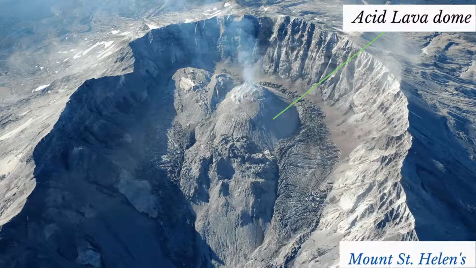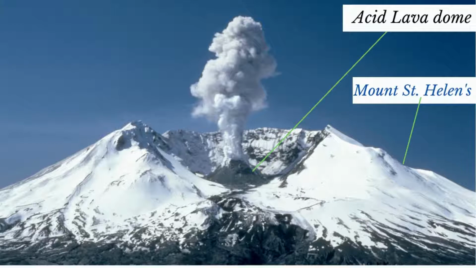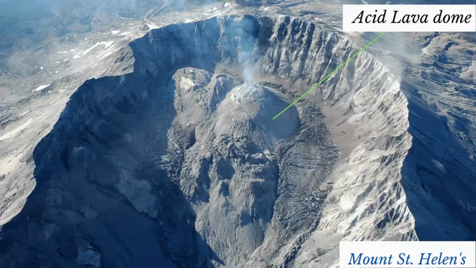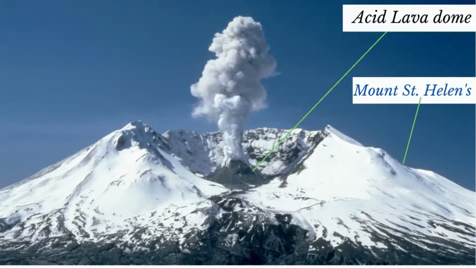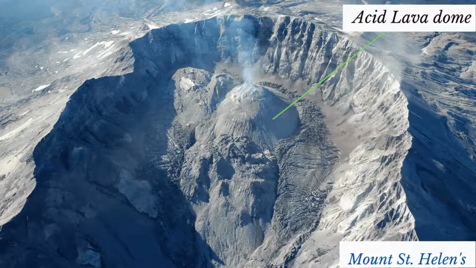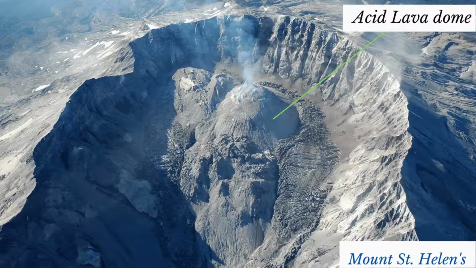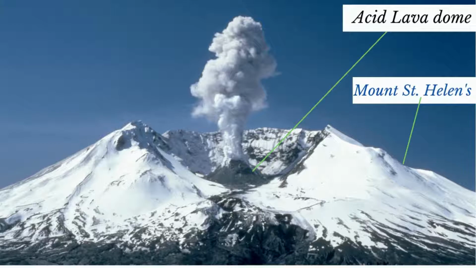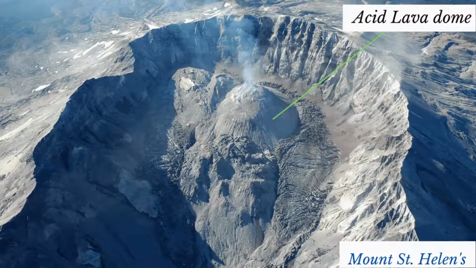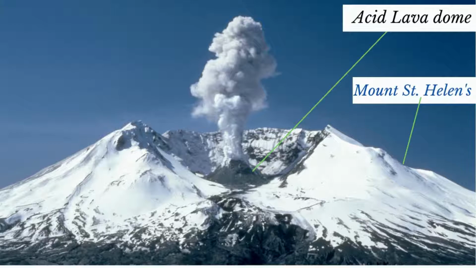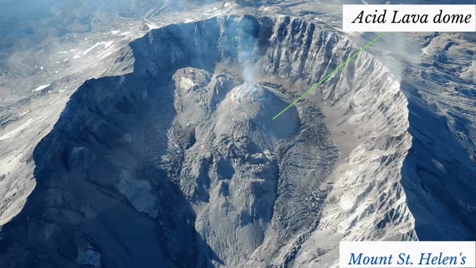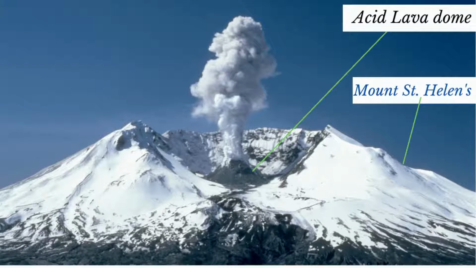Lava domes form because the lava is so thick and flows so slowly, it cannot flow far from the vent. As such, it solidifies into a dome around the vent. The illustration shows a dome formed in the crater of Mount St. Helens, which is a stratovolcano.